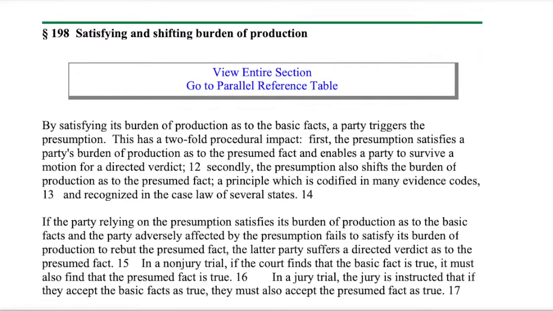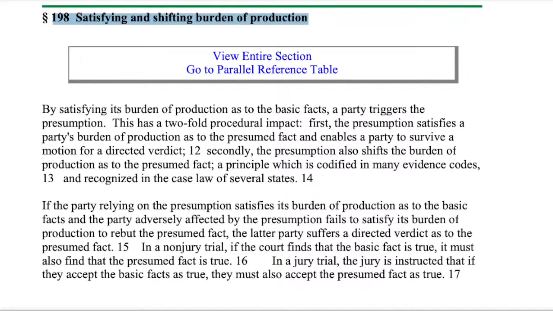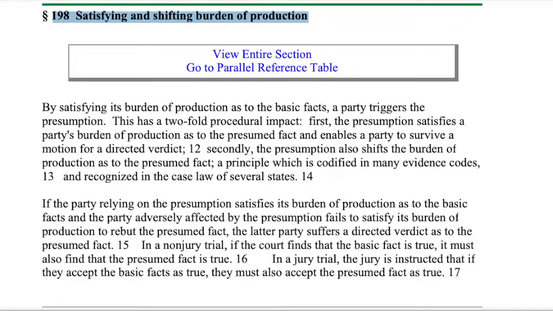Okay, so we're on to section 198, satisfying and shifting burden of production. Now we're getting into some heavy hitting. By satisfying its burden of production as to the basic facts, a party triggers the presumption. So once you satisfy that burden of production as to the basic facts, the presumption is triggered. This has a twofold procedural impact. First, the presumption satisfies a party's burden of production as to the presumed fact and enables a party to survive a motion for a directed verdict.